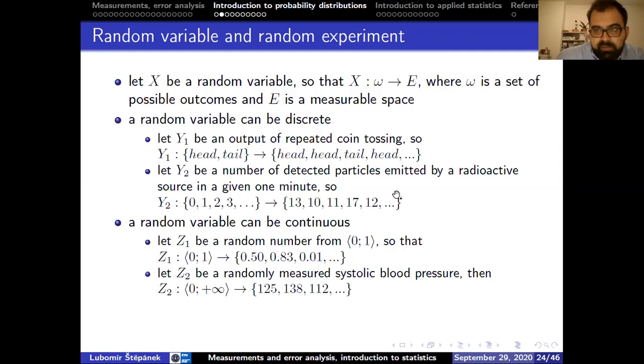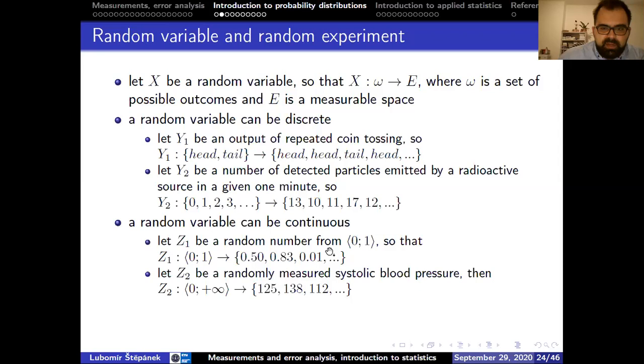And a random variable could also be continuous. For example, a random number Z1, just a random number from the interval 0 to 1, a typical problem in computer science pseudo random generators. The possible outcomes are just a number from the continuous interval 0 to 1, inclusively. And these are the representation of multiple repetitions of this kind of random experiment: 0.5, 0.83, 0.01, and so on.